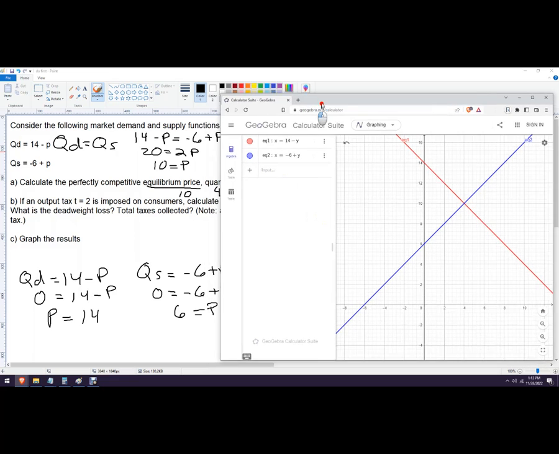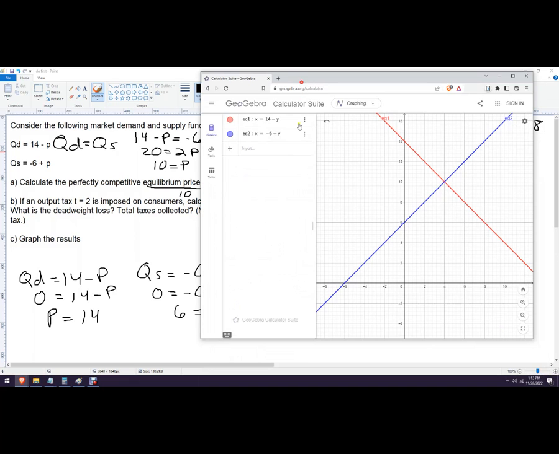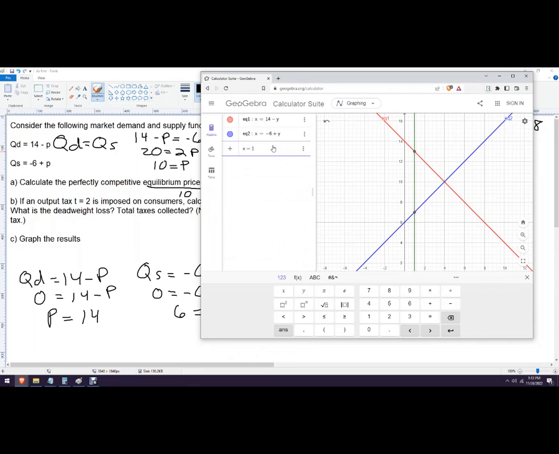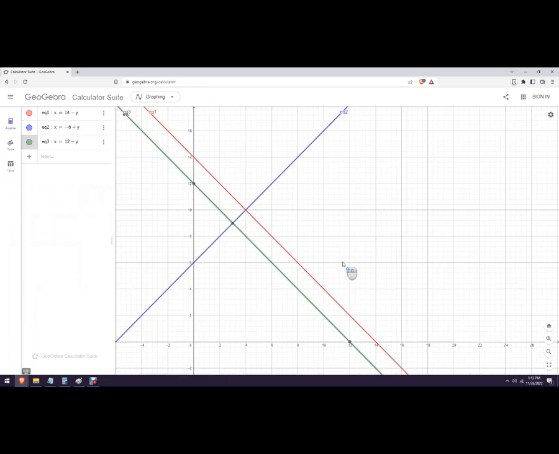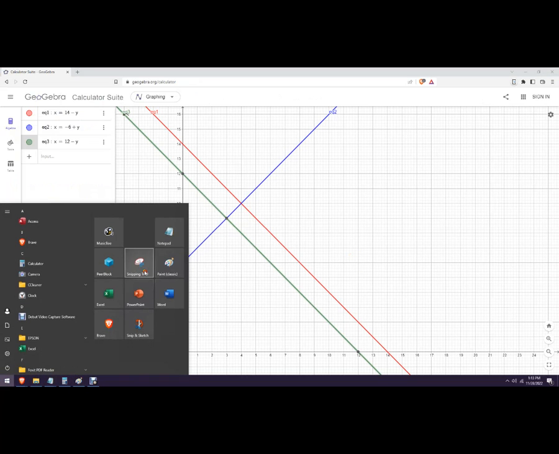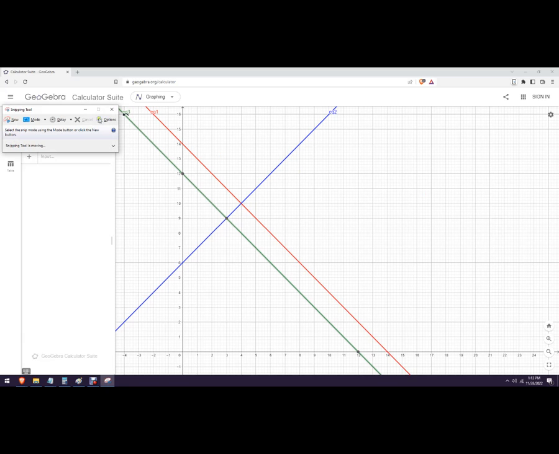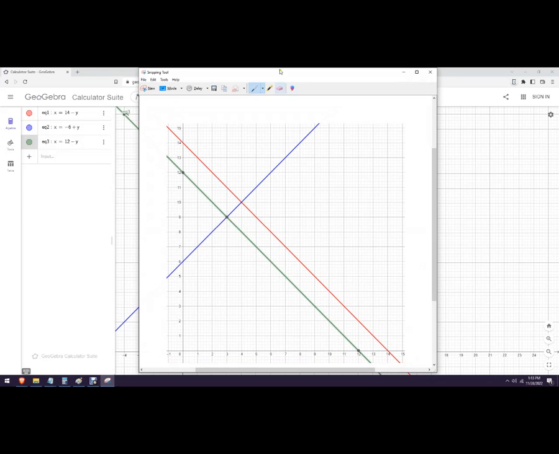Okay, and then I want this quantity with the tax. So that's going to be 12 minus P. So this is X equals 12 minus Y. Okay, so the green line is that. So now we've got this, and I can zoom in if I want, and I can take a screenshot of this, like if I was going to turn this in for homework or something. And I've got all of this, and I can write right on this. So this is supply. This is regular old demand, and then this is demand.